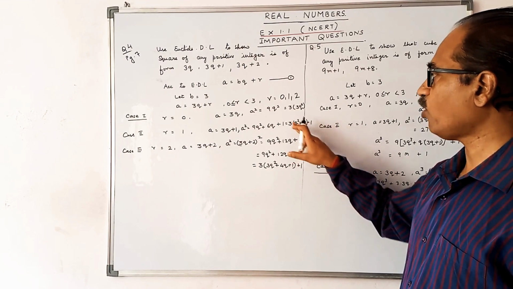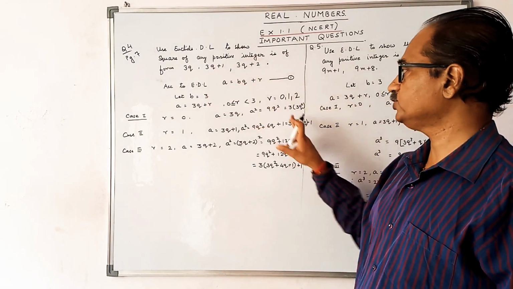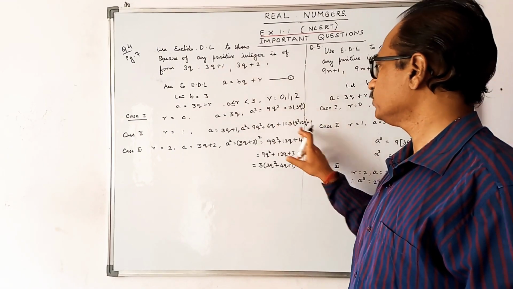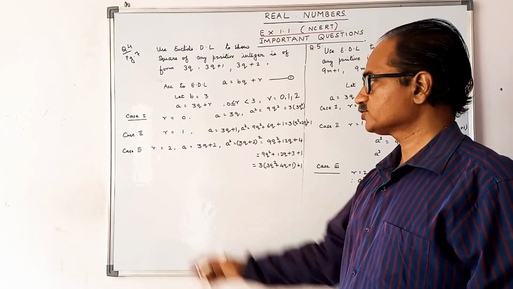So it is of the form 3q plus 1. It is not 3q plus 1 but of the form 3q plus 1. So it is of the form 3q plus 1. Similarly, r is equal to 2.